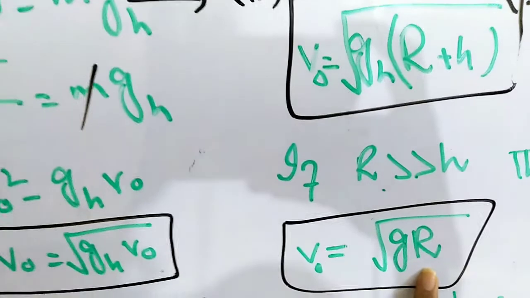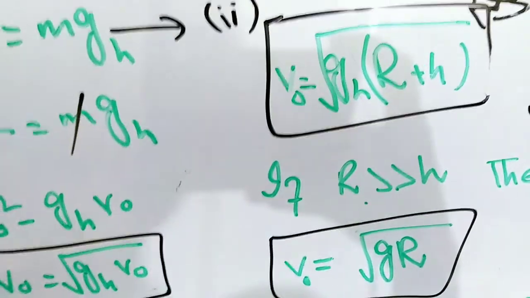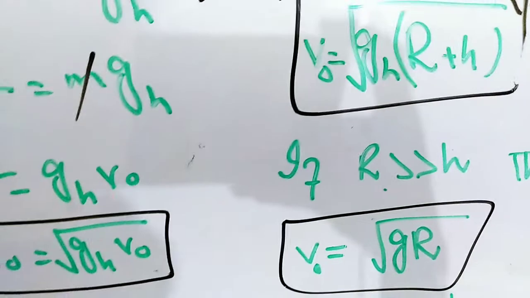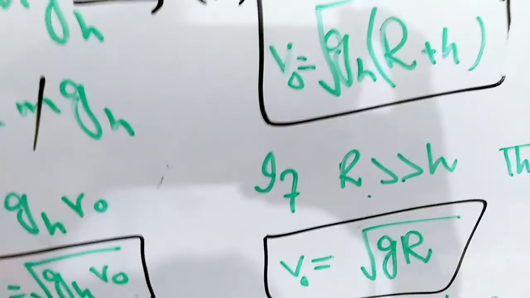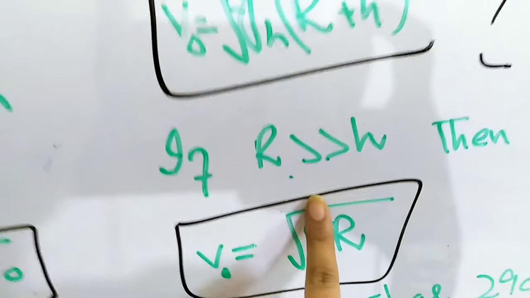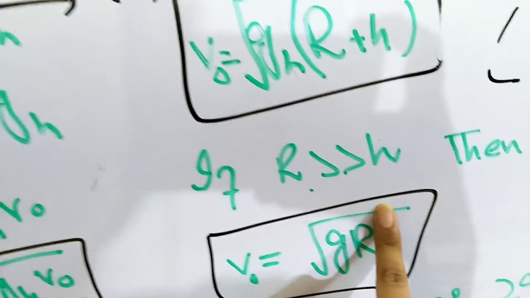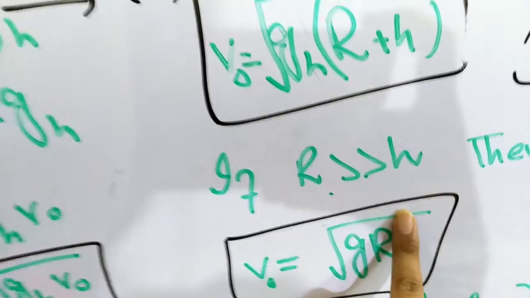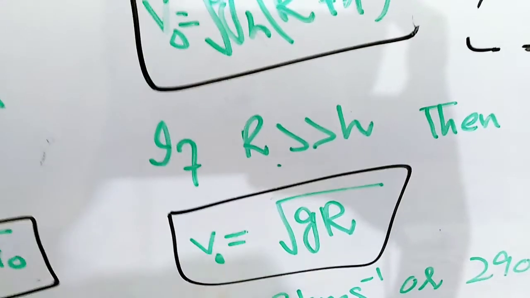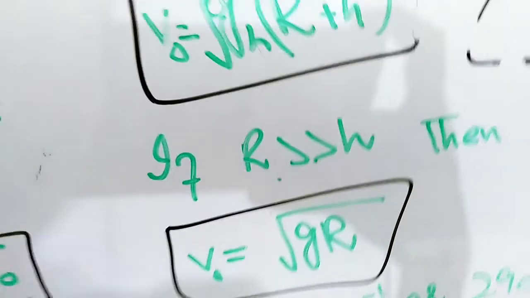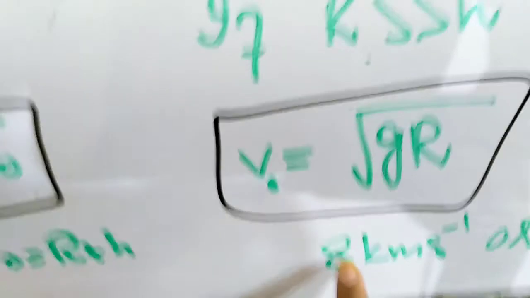So these formulas give the orbital speed of artificial satellites. Now we will put the value of g as 10 meters per second square, and the radius of the earth as 6.4 times 10 raised to 6 meters. In this formula, we are able to calculate the orbital velocity. So it would be equal to 8 kilometers per second.